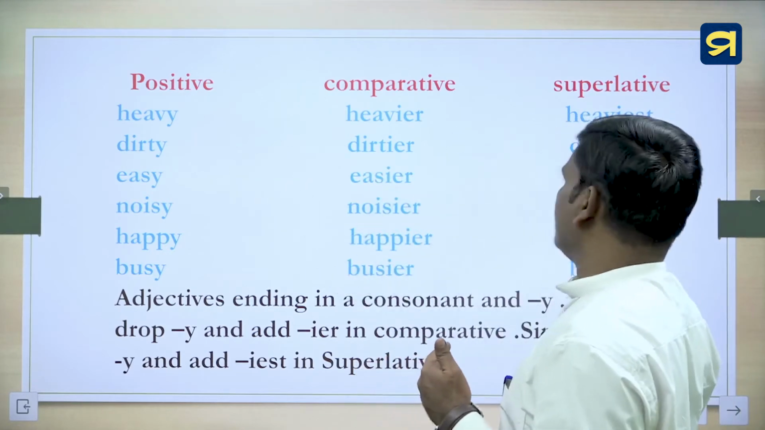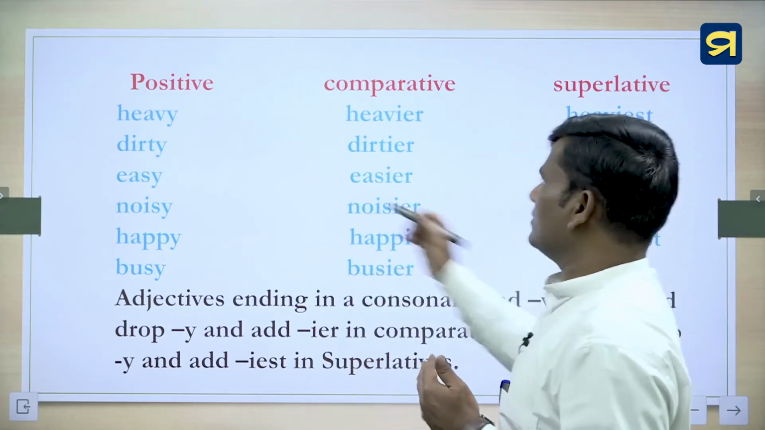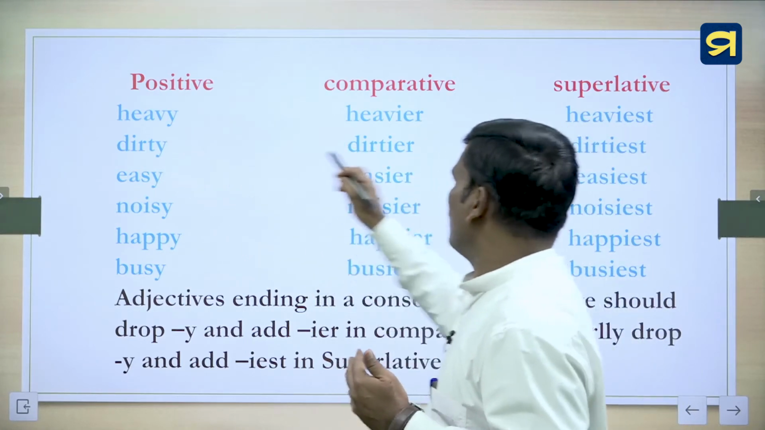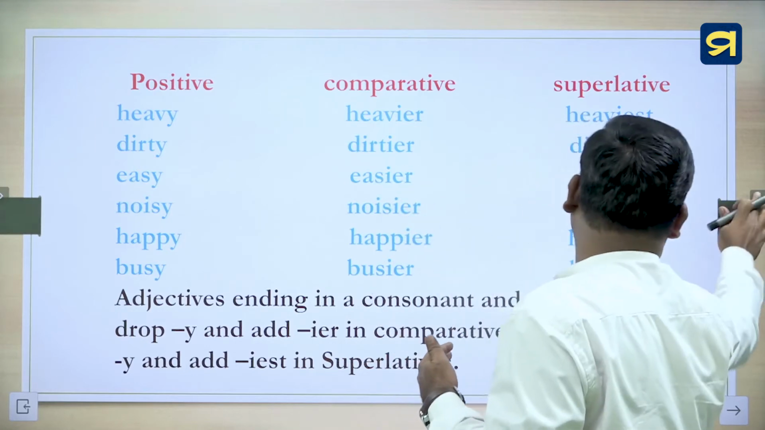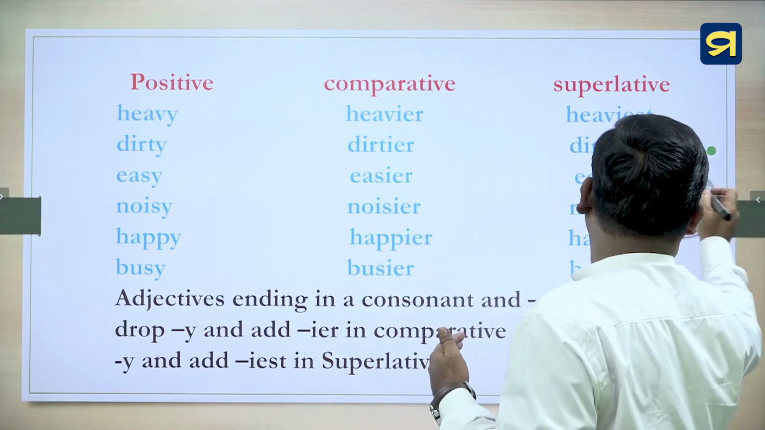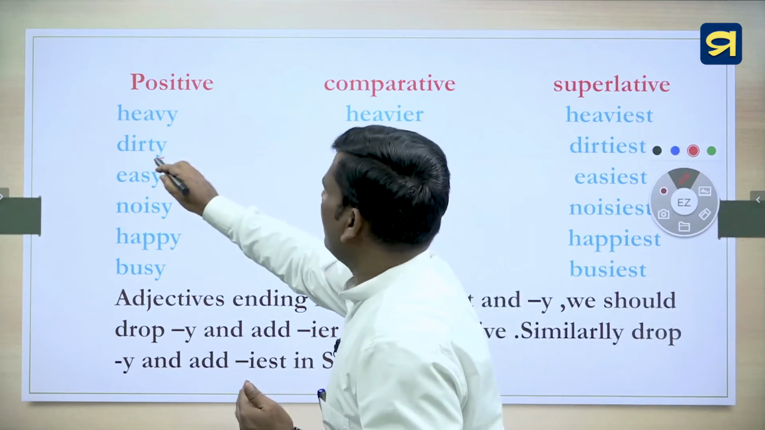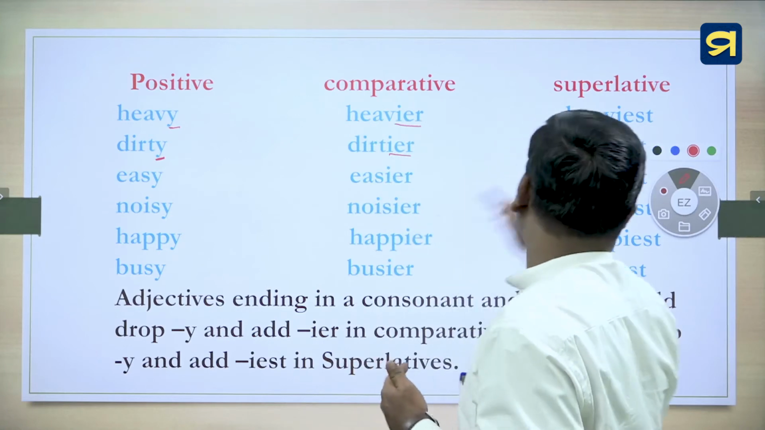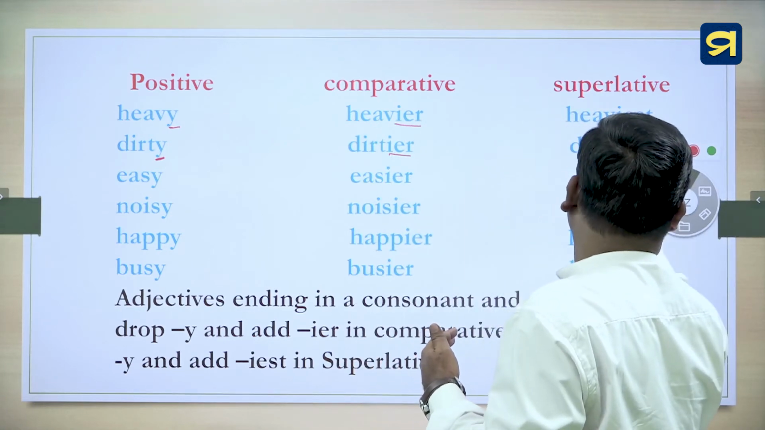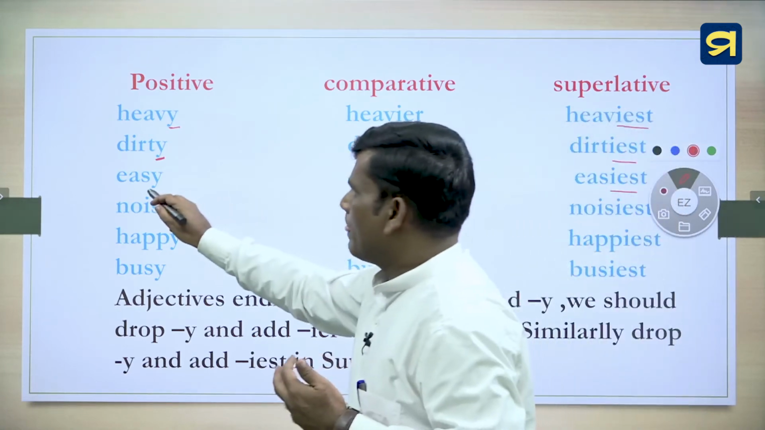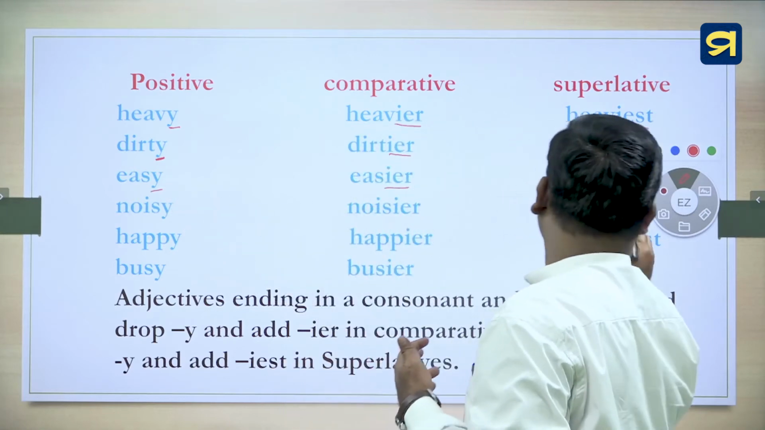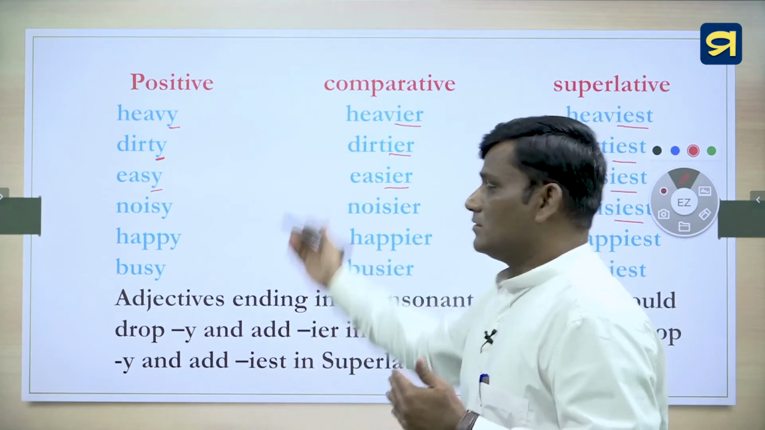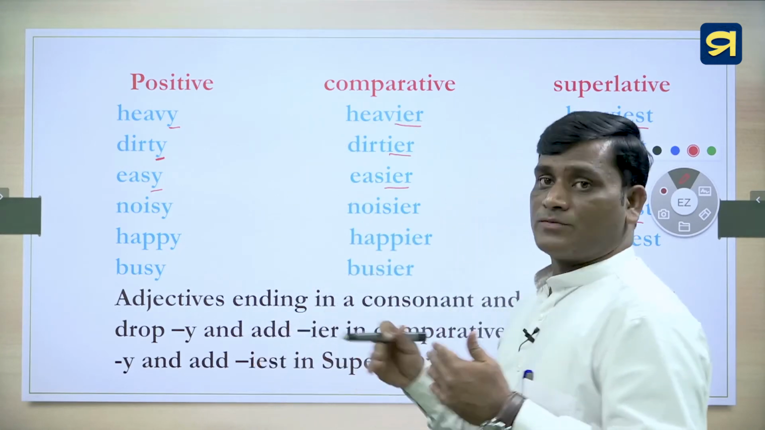Dirty, dirtier, dirtiest; easy, easier, easiest. They follow the same rule. Y is there at the end, and in the comparative, in the place of Y, IER is added; similarly IEST. While using the comparative and superlative degree, we must remember all this, then our spelling will be right.